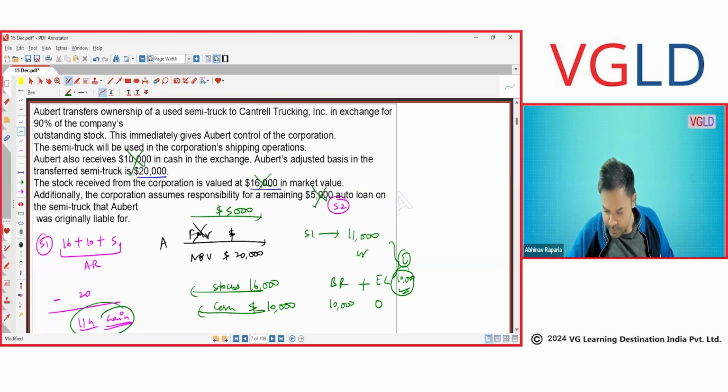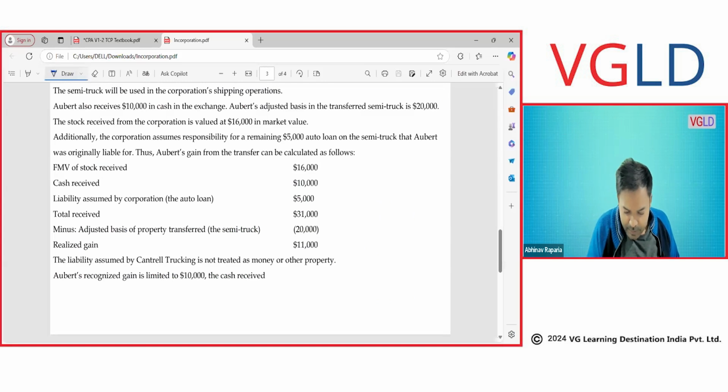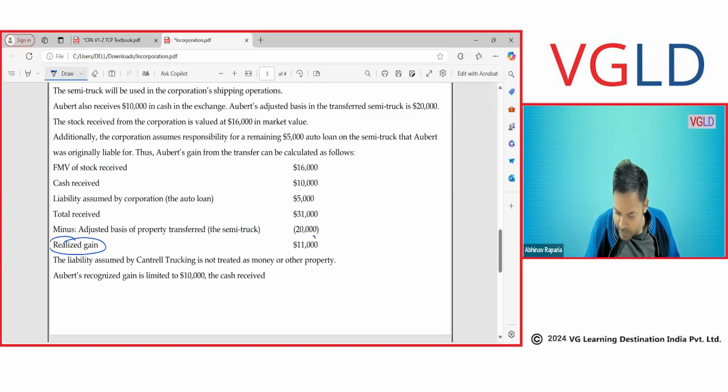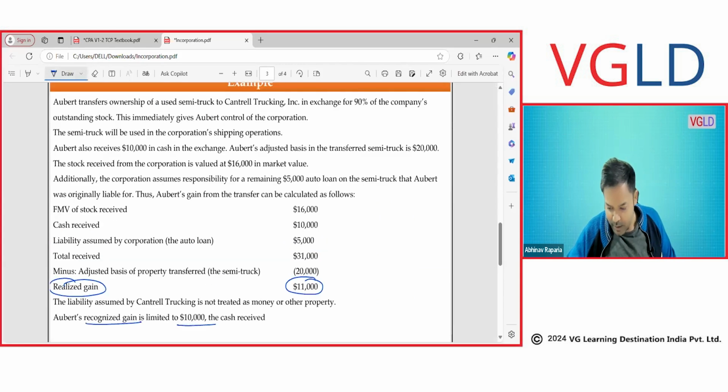See the answer. Realized gain 11,000. Recognized gain 10,000. I hope it is okay.